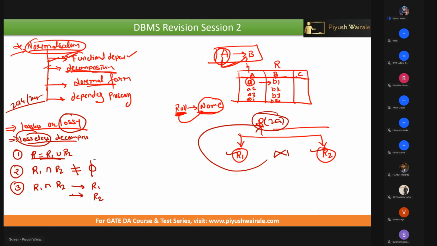Okay. So first condition is clear. It means all the attributes should get covered. What about the second condition? What can we say about the second condition? Yes, anyone?